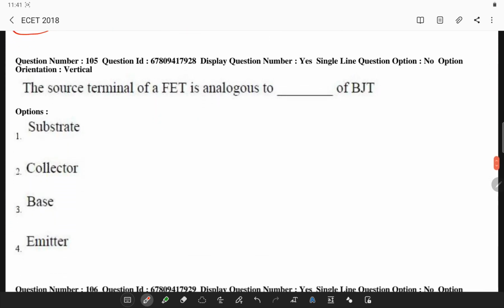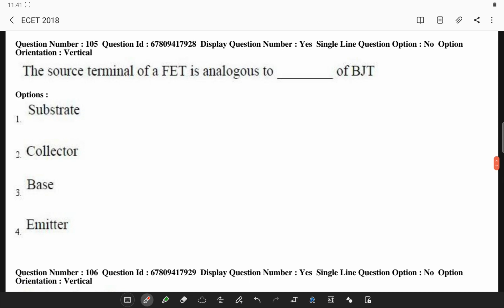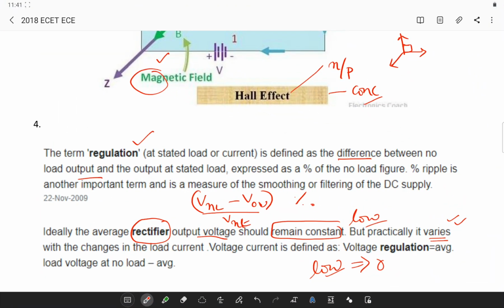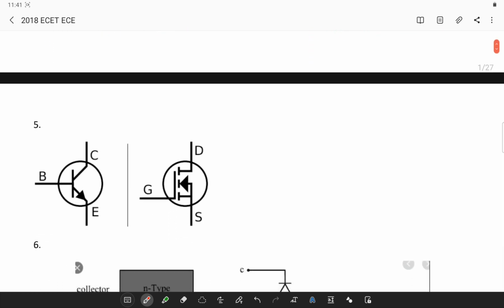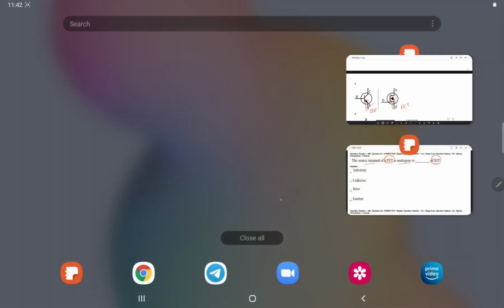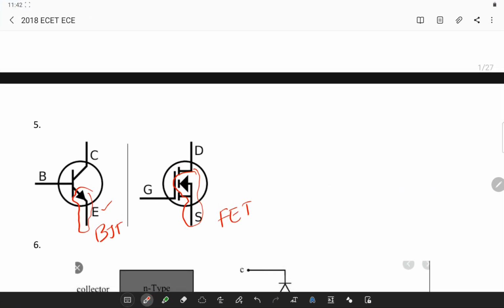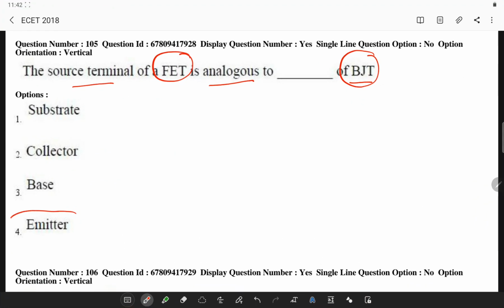Next, the source terminal. This is related to FET. The source terminal of a FET is analogous to which terminal of a BJT? The student has to remember the circuit symbols of BJT and FET. Just keep them side by side. See this arrow part. This is with the source, and here it is with the emitter. So in this case, the answer is emitter.